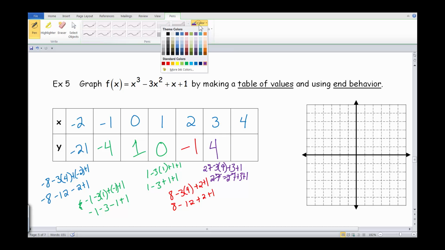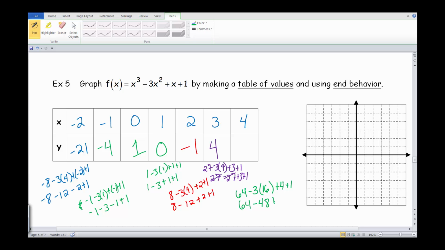And then lastly, throwing 4 inside there. Go with green again. 4 cubed gives us 64, minus 3 times 4 squared is 16, plus 4 plus 1. So we have 64 minus 3 times 16 gives us 48, plus 4 plus 1. So 64 minus 48 gives us 16, plus 4 plus 1. So it looks like 21.